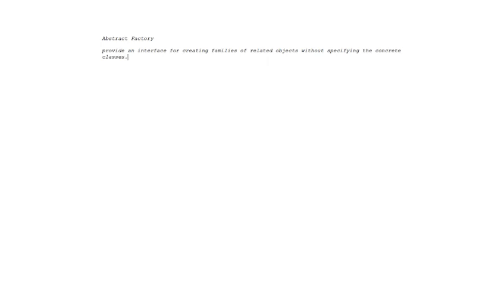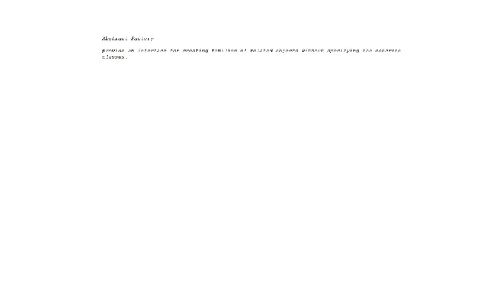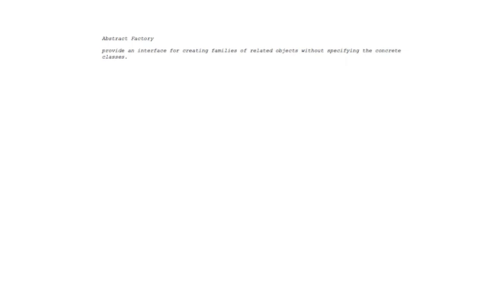In the factory pattern, we know that it facilitates creating objects without specifying the actual concrete class. Here, the abstract factory pattern extends the factory pattern by creating families of related objects without specifying the concrete classes. So instead of one family like this, there are many families. This is a generic, abstract way of the factory pattern. I'll draw the diagram of the abstract factory here.